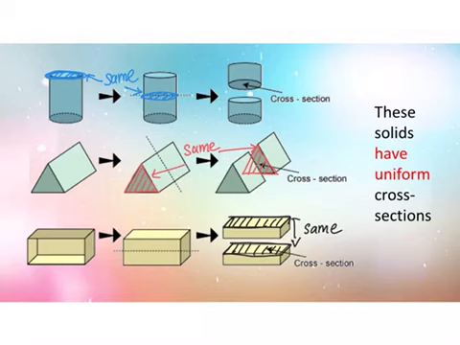So for solids that, if you were to cut them in a particular direction, have the same cross-sectional area throughout, these solids are said to have uniform cross-sections. These solids have a special name. They are called prisms. In summary, cutting a solid in different planes and directions will result in different cross-sections.